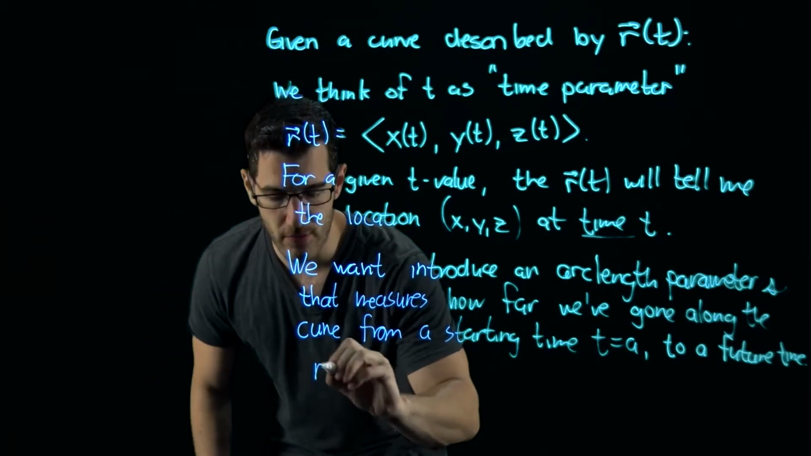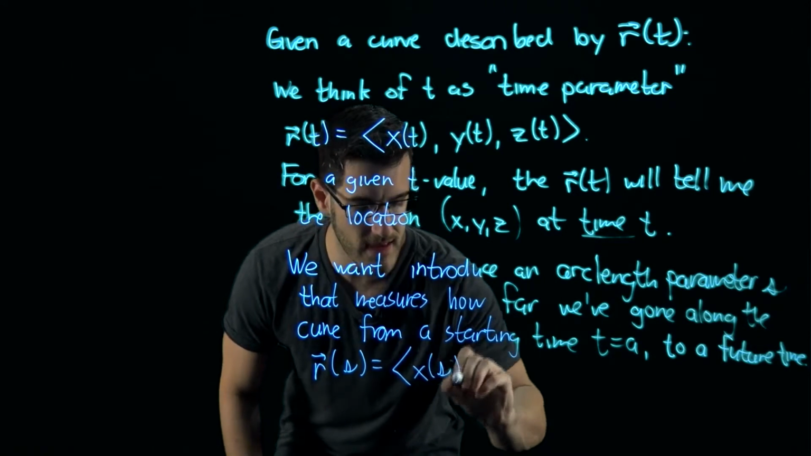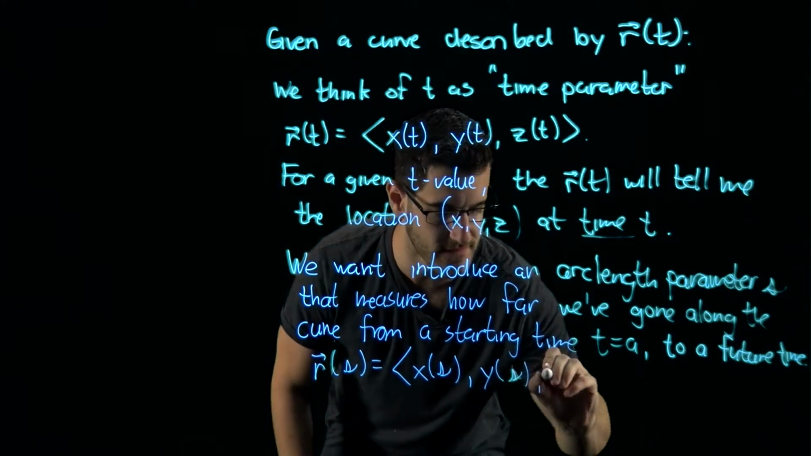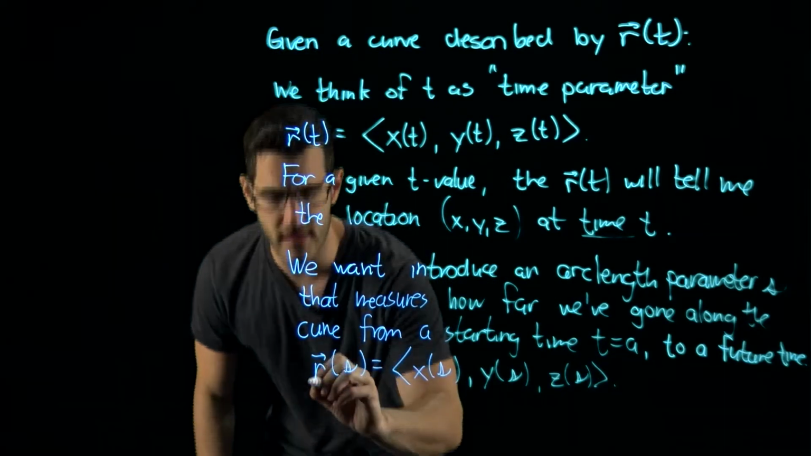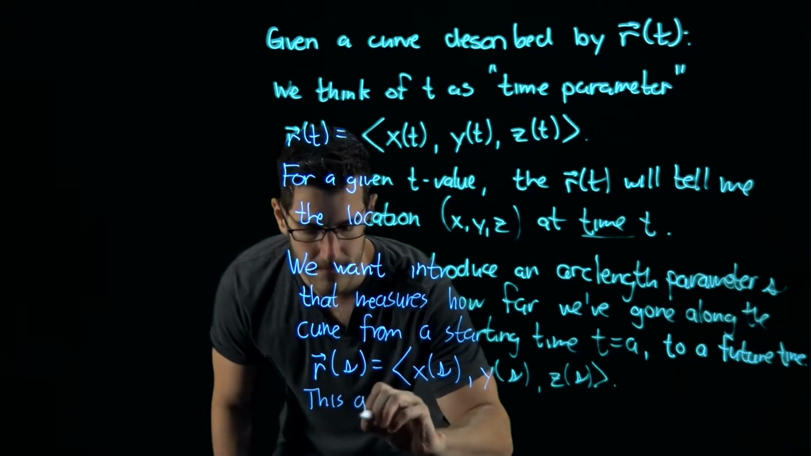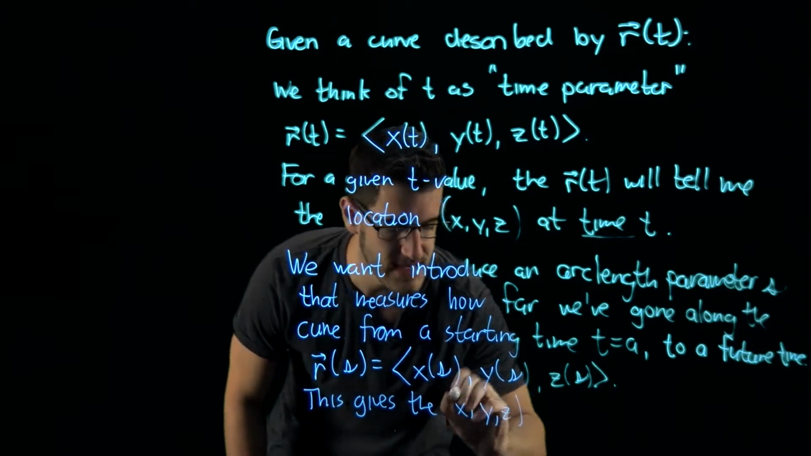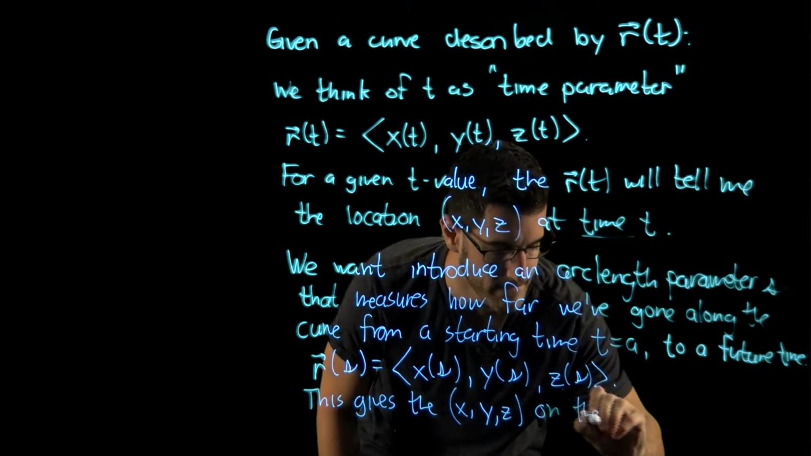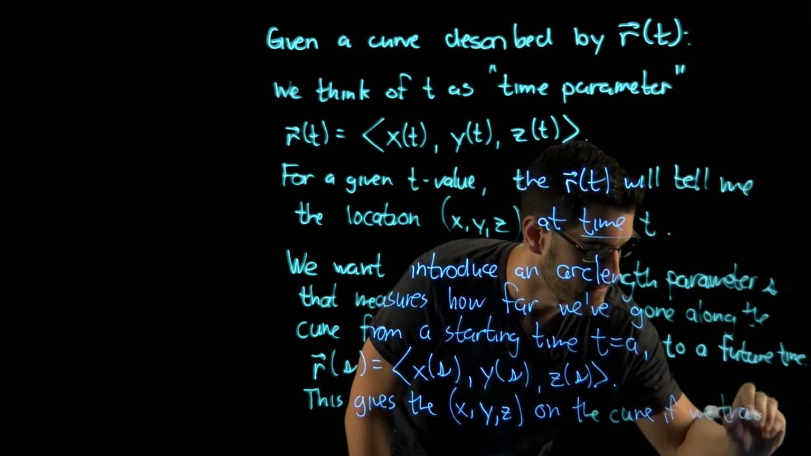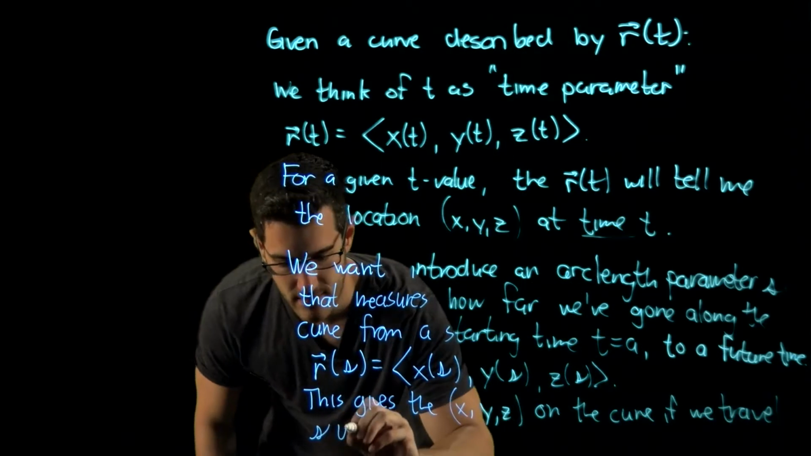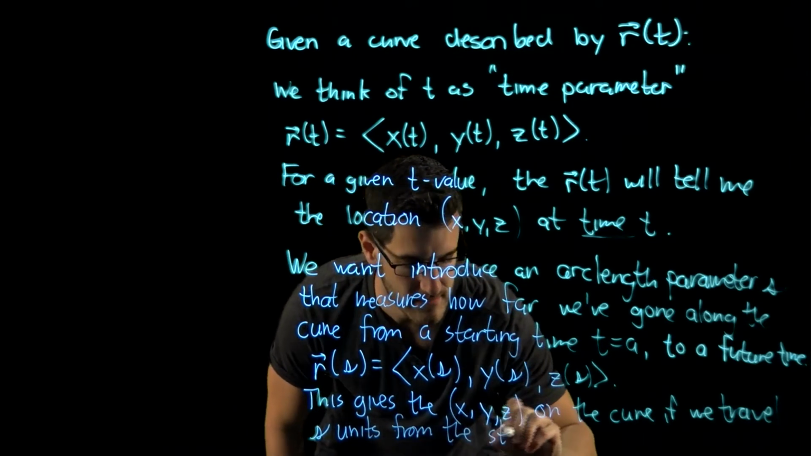So now this new parameterization of the same curve, r of s, will tell me x is a function of s, y is a function of s, and z is a function of s. s measures how far we've gone. So this gives me the x, y, z on the curve if we travel s units from the starting location.